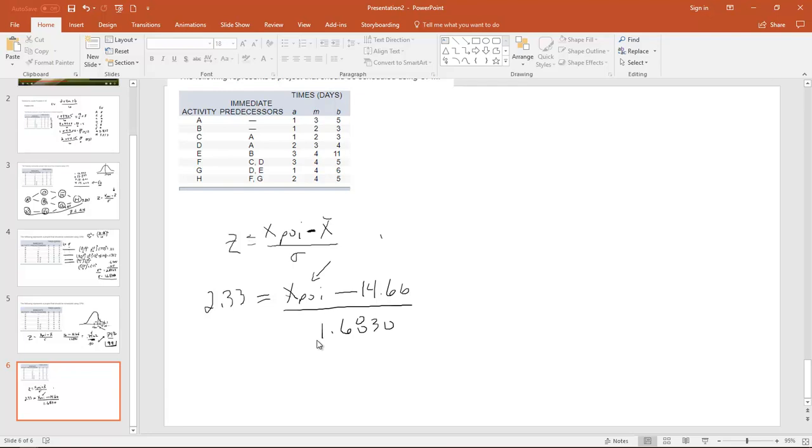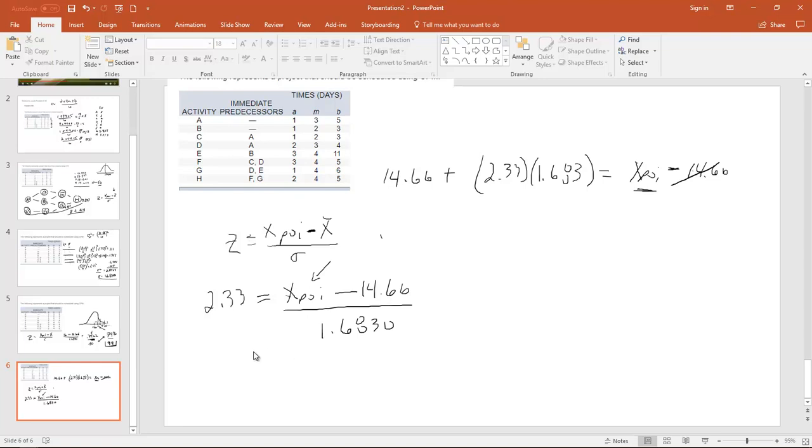Okay, so we're going to end up with 2.33 times 1.683 is equal to x, the point of interest that we're interested in. Now we have to figure out what that interesting point is, minus 14.66. So the next step is we add 14.66 to both sides, and we have how many days?